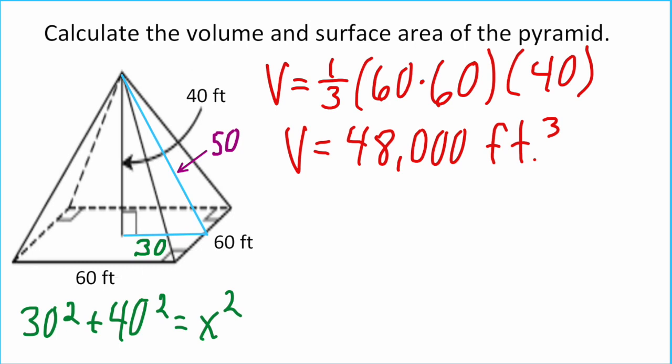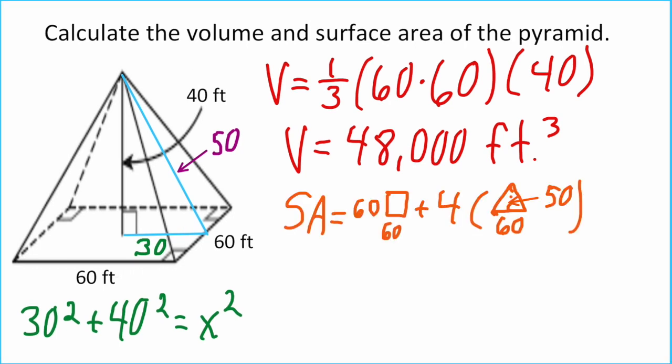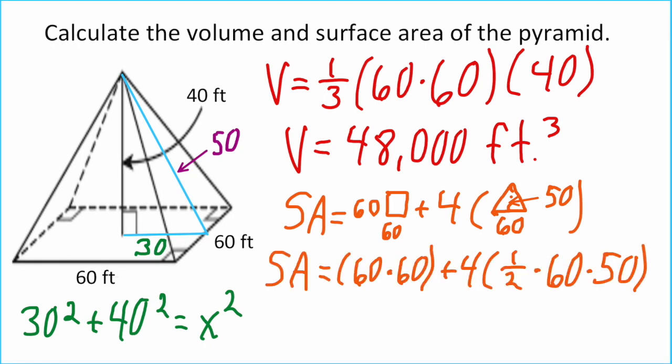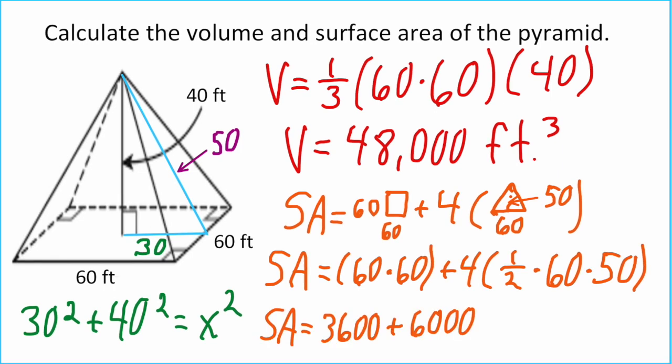So I'll go ahead and write my diagrams. I have a 60 by 60 square, and then I have 4 triangles that have a base of 60 and a height of 50. The formulas will be 60 times 60 and 1/2 times 60 times 50 for the triangle. And when we simplify this down, we get 9,600 square feet. That's it.